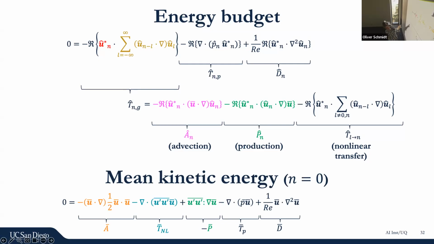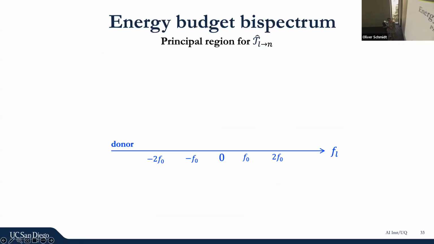If we look at the zeroth energy equation, that's the mean kinetic energy equation, and we can identify an advection term, a nonlinear transfer term, a pressure work term. This looks familiar to fluid mechanicists, right? So that's the Reynolds stress tensor. And we have pressure work and dissipation. We don't care much about those here.